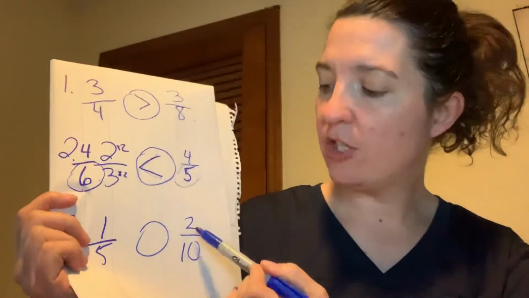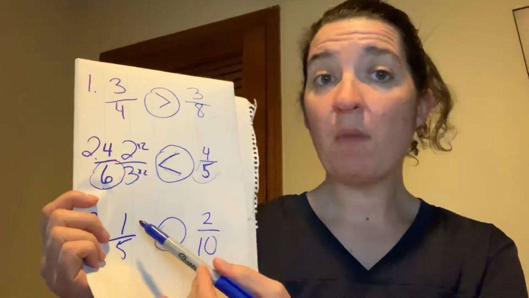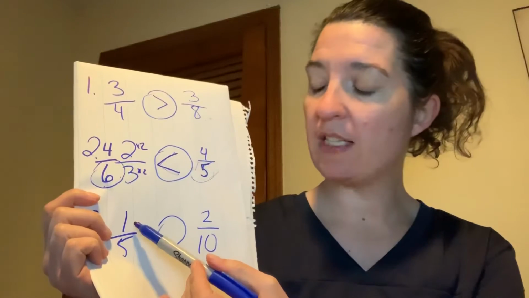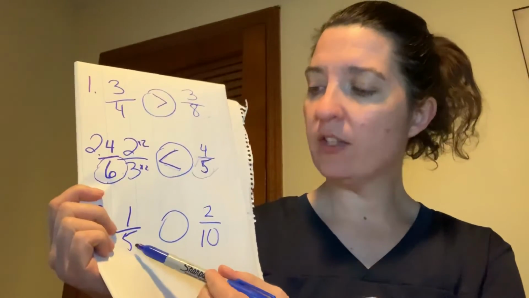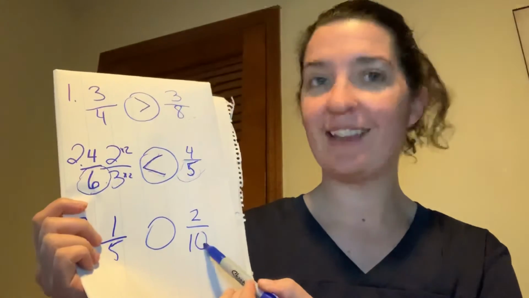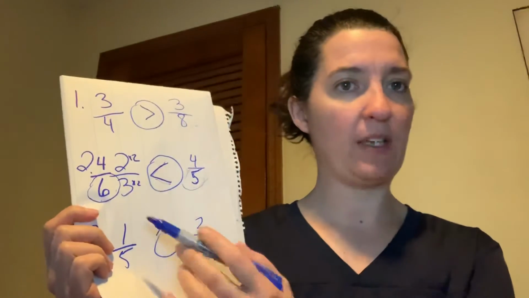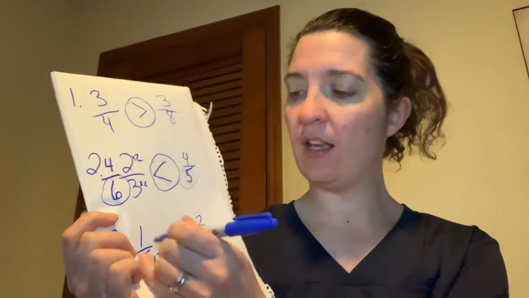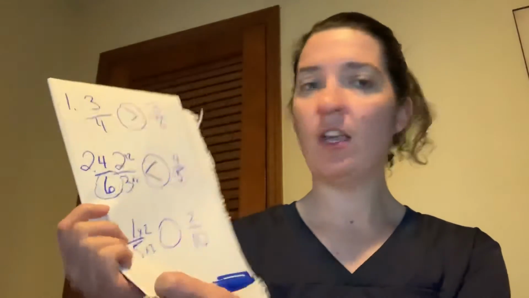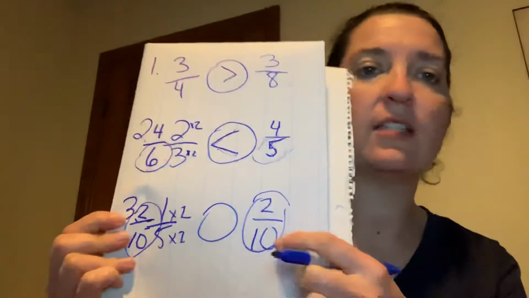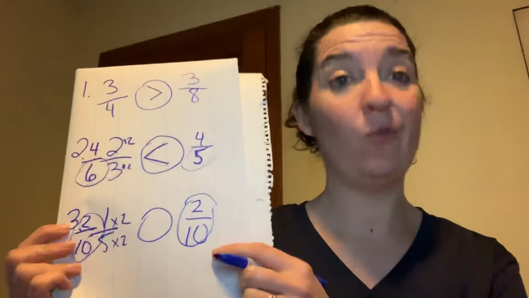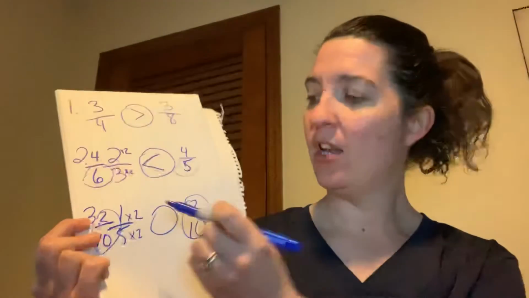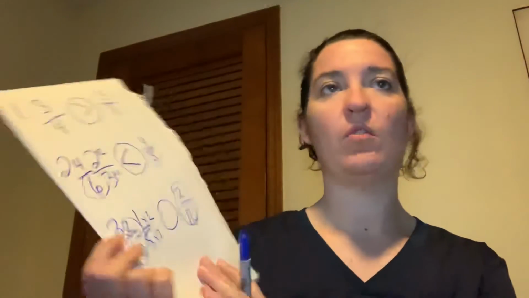One-fifth and 2/10. I could multiply something by the numerator. I can multiply it times 2 to make this 2. But what I also could do is multiply the 5 times 2 to make this 10. So sometimes you can multiply something times the denominator to make it equal the other denominator. In this case, I'm going to multiply these by 2. Now I have 2/10. So you're going to notice here that we have 2/10 on this side and 2/10 on this side. So we have equal fractions. So 1/5 equals 2/10.